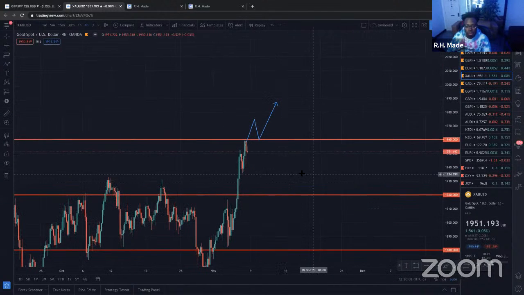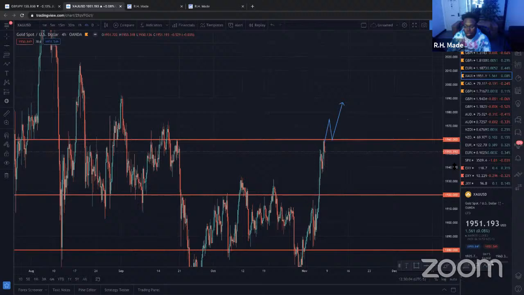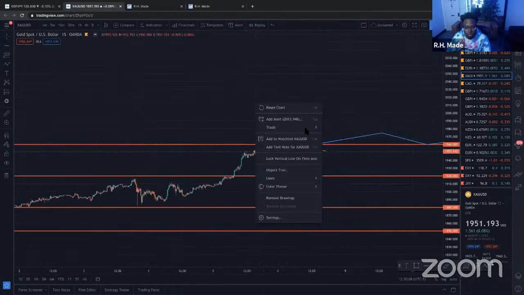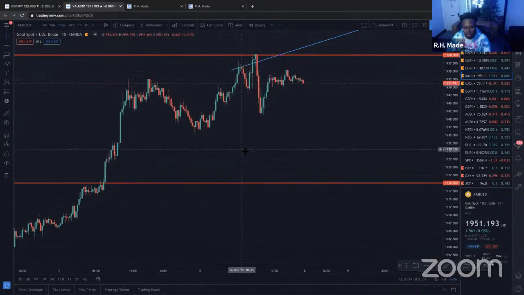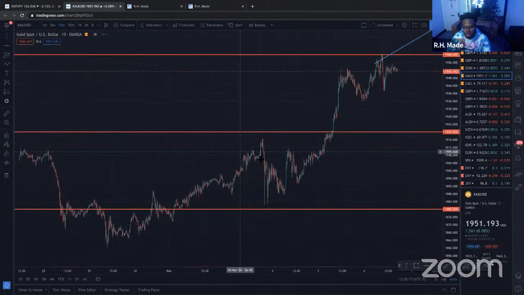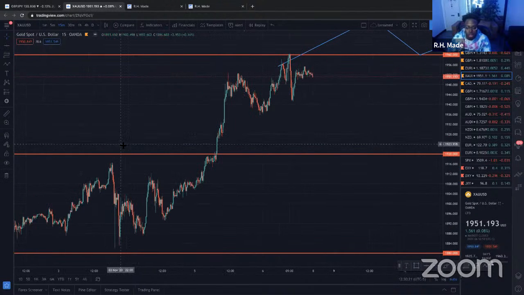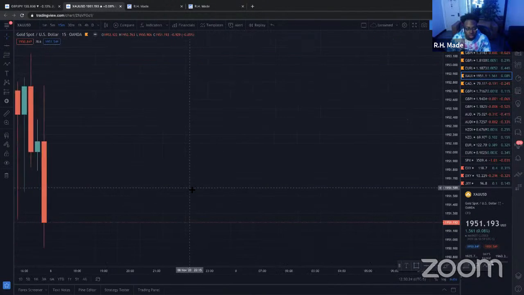So that's my thought on gold. All right, hopefully it rallies up. It makes sense too, because USD is going to go down. I feel it in my bones. This is the 15-minute, look at it a little bit clearer. Yeah, so we're just consolidating right now.